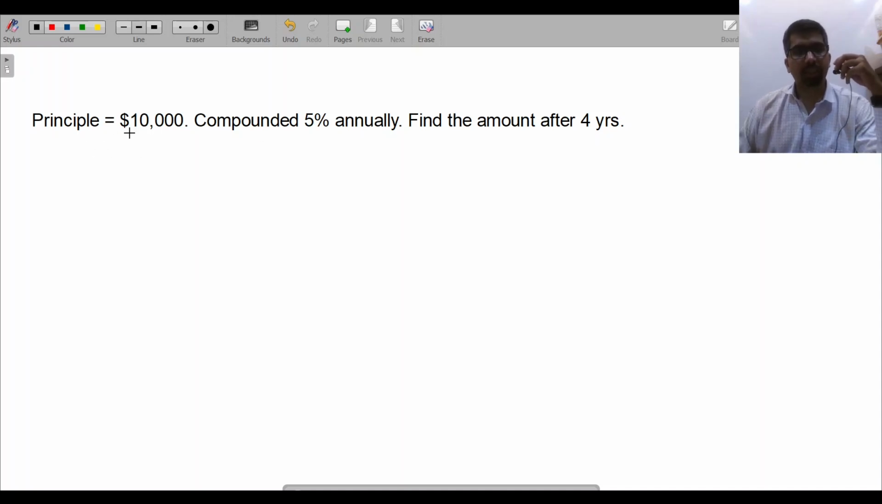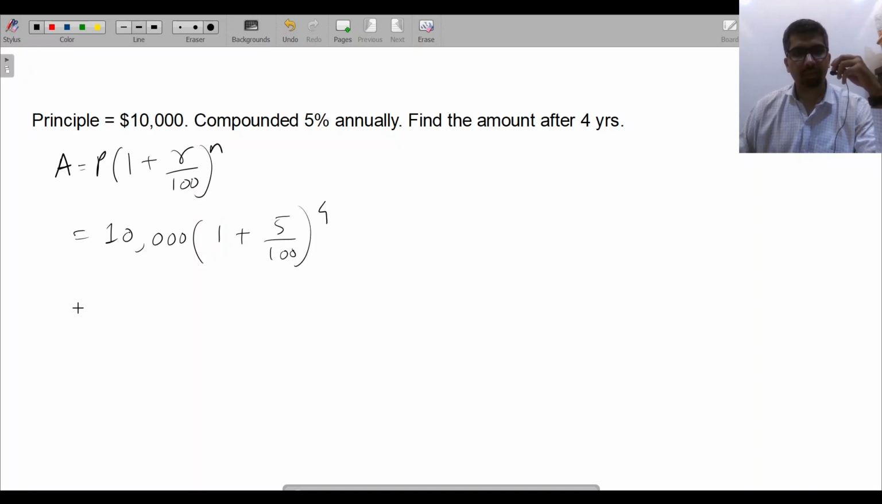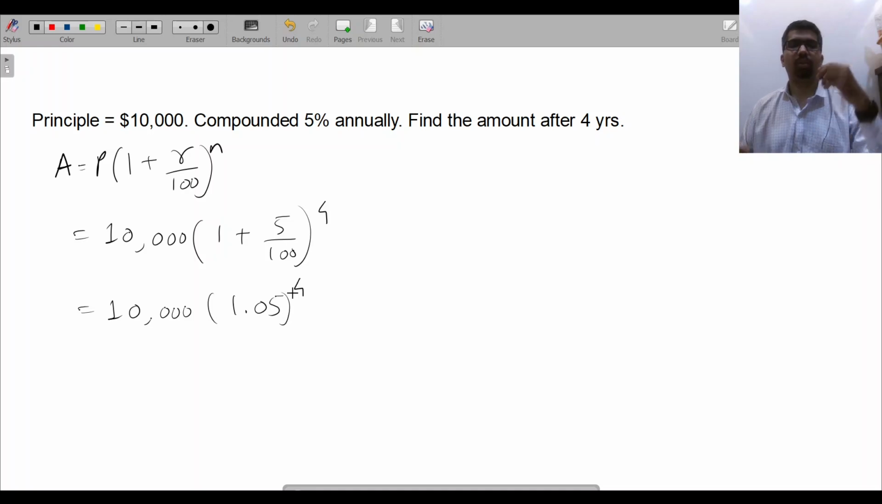The principal is $10,000, compounded at 5% annually. Find the amount after 4 years. We have the direct formula: A is equal to P times (1 plus R upon 100) raised to N. So you have $10,000, and R is 5% annually for 4 years, so you get 10,000 times 1.05 raised to 4.